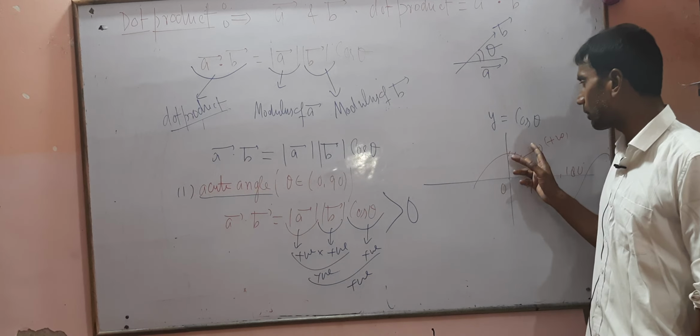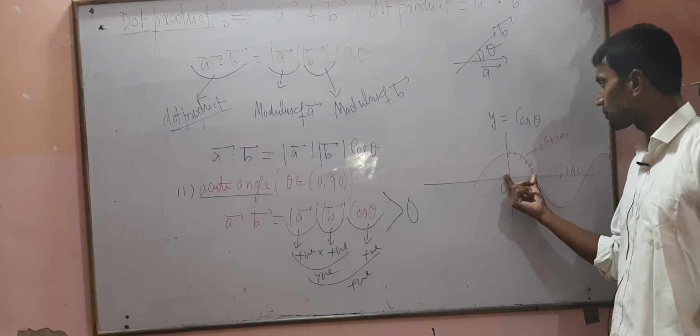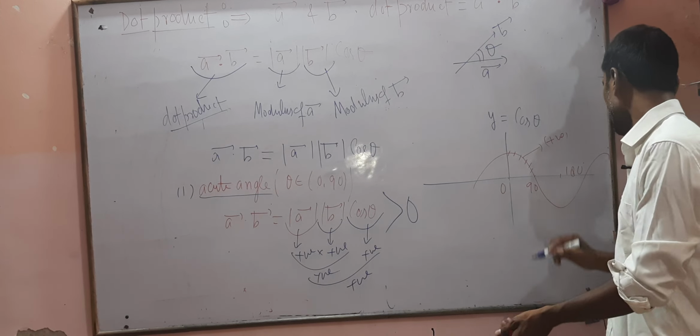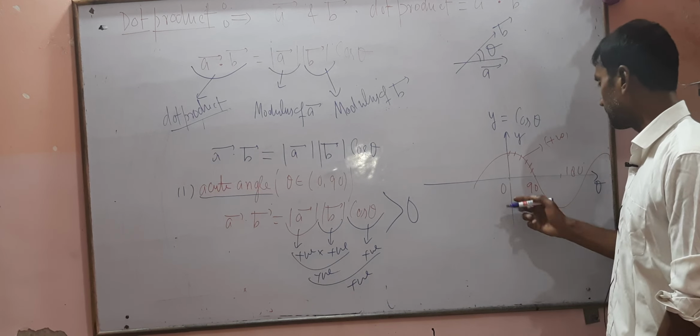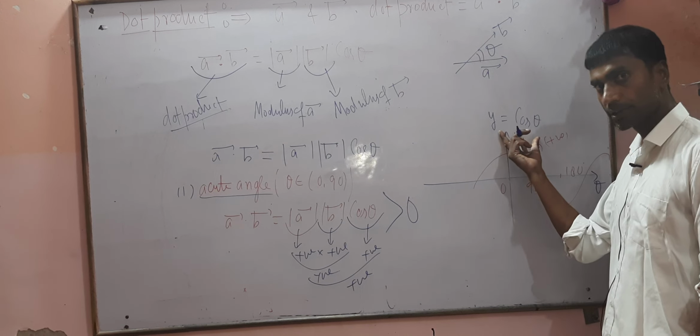So according to the y equal to cos theta graph, 0 to 90 degrees is here. So cos theta is positive, because this is above the theta axis. This is the theta axis and this is the y axis. If theta is 0 to 90 degrees, then y is positive, or cos theta is positive.